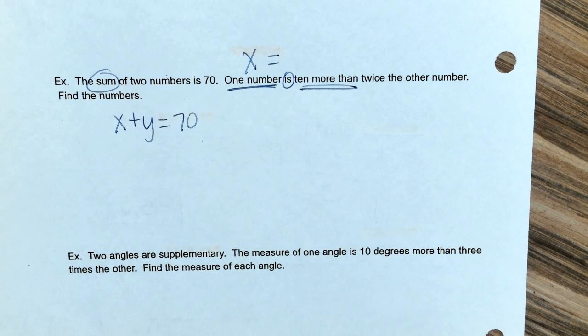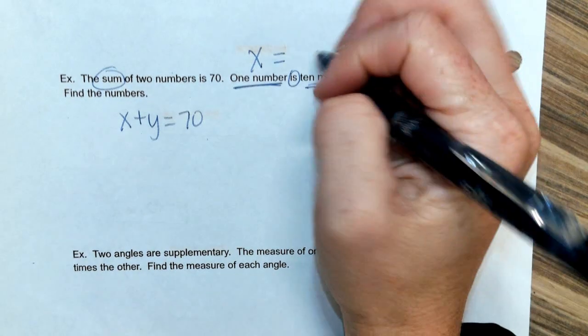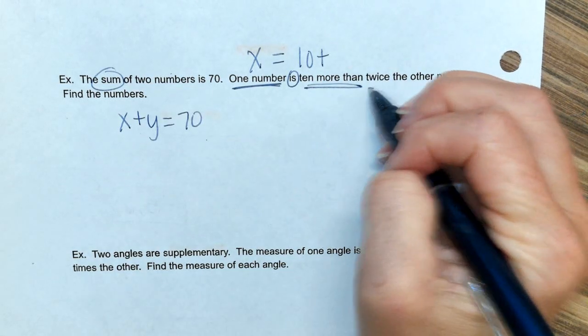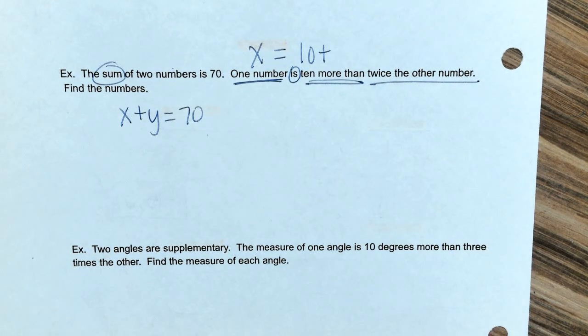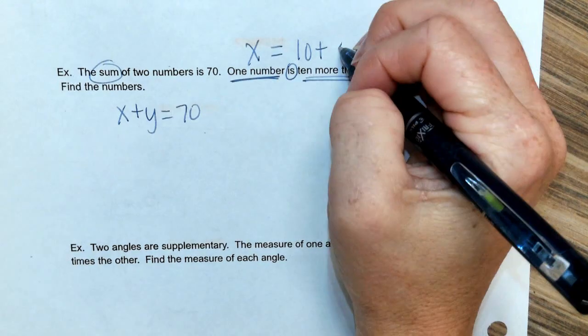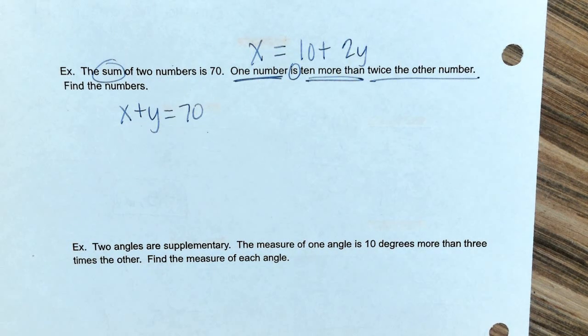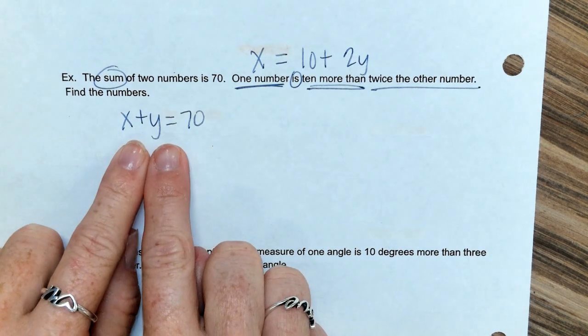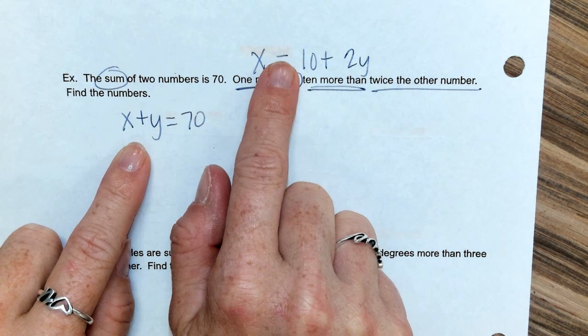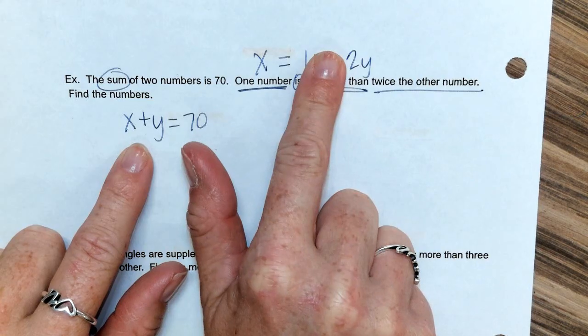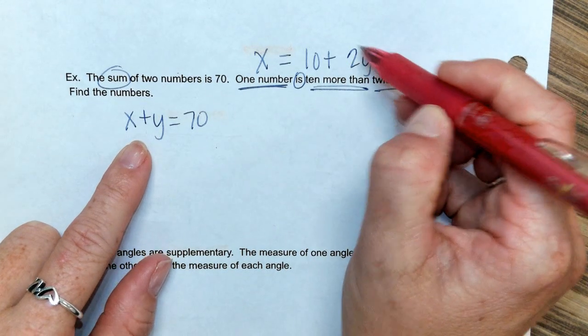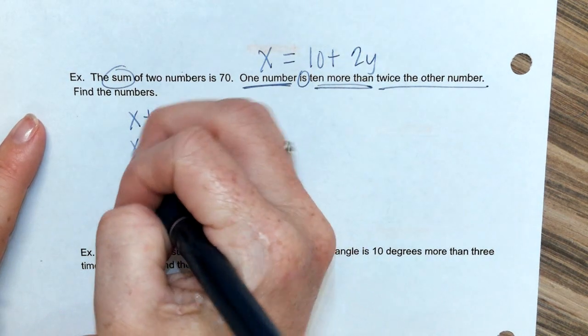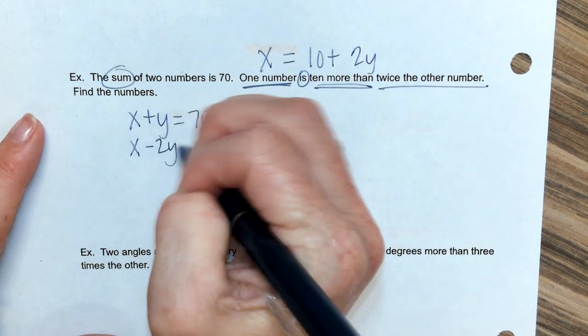10 plus or plus 10, doesn't matter which way because it's adding. 10 more than twice the other number: 2y. All right, I have my two equations. It says find the numbers. Well, if I want to solve this by elimination, they both have to be in standard form. Is this one in standard form? Is this one in standard form? Can I rearrange it? All right, what would I need to do? Minus 2y. So I have x minus 2y equals 10.